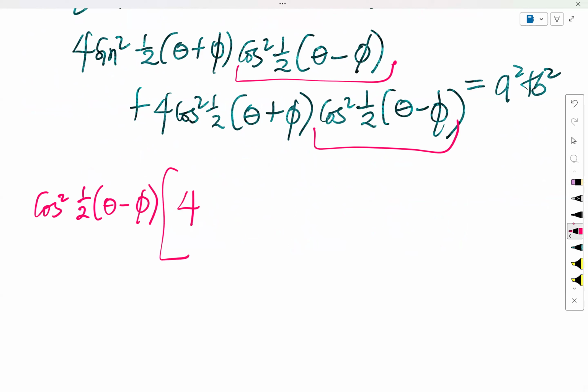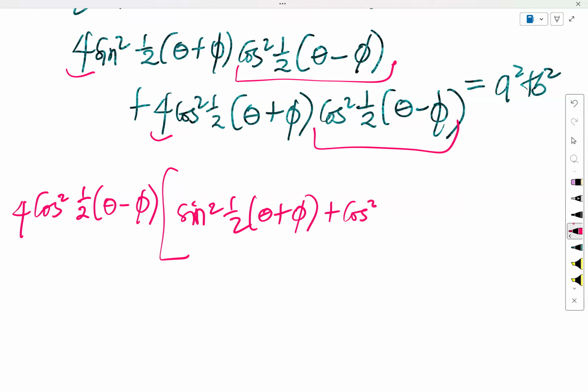In fact, 4 is common too. So let's take the 4 out. We have 4 here and 4 here too. So what do we have left? We have sine squared half into theta plus phi, plus cos squared half into theta plus phi again. And that is equal to a squared plus b squared.